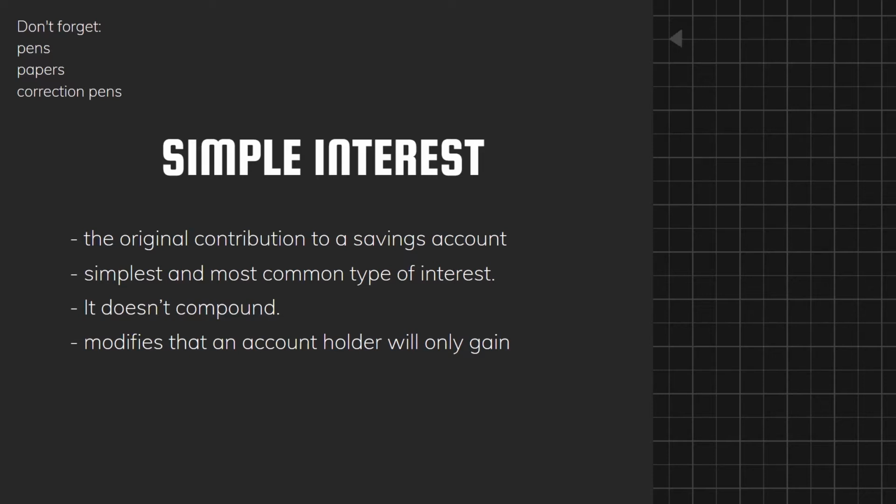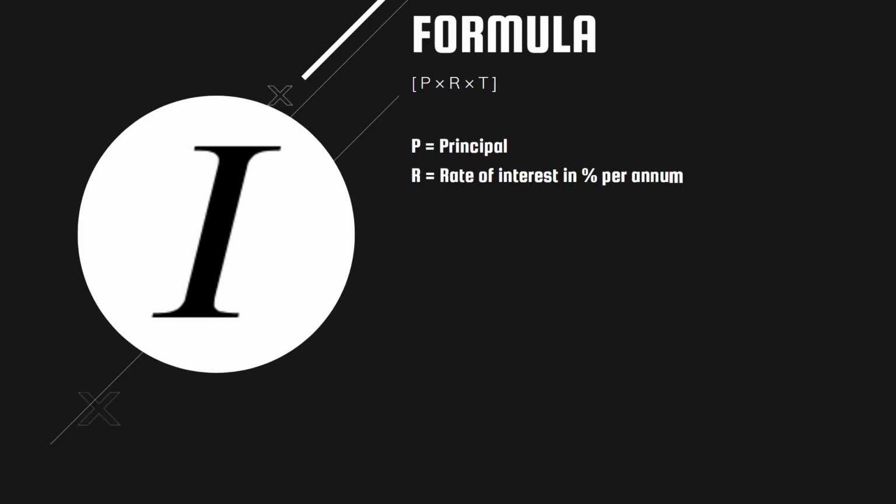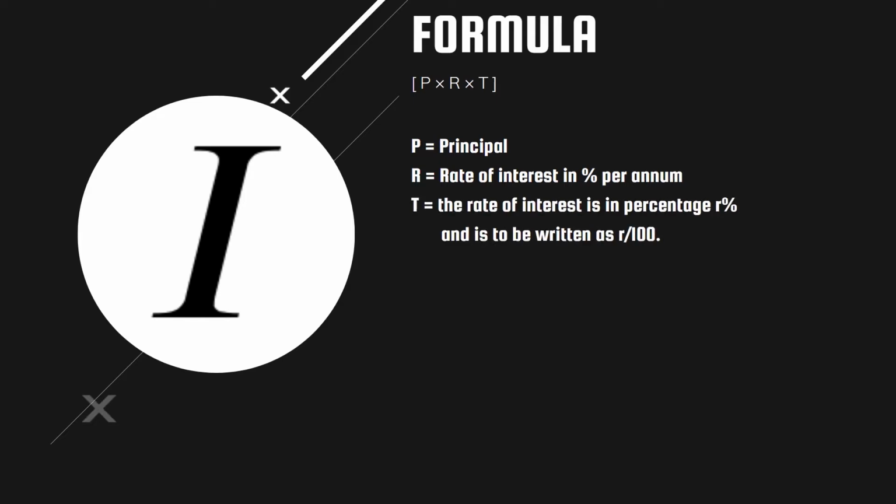Who says that equations only exist in algebra? Here is the formula in calculating simple interest. P times R times T, where P means principal, R means rate of interest in percent per annum, and T means time. The rate of interest is in percentage, R percent, and is to be written as R over 100. And above is the aforementioned calculation for the simple interest.